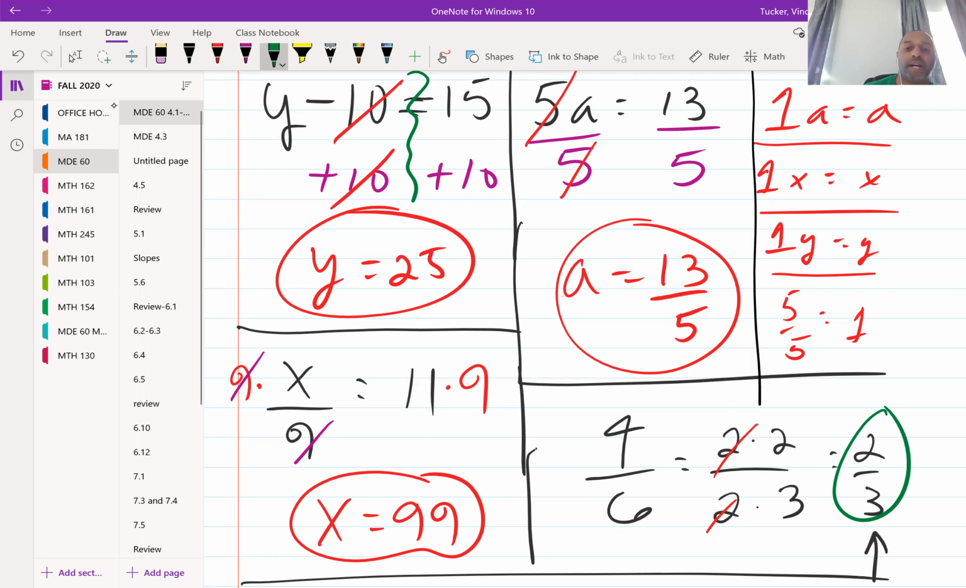Converting to a decimal is not considered reducing a fraction. Neither is converting it to a mixed number. Those two things you do not have to do unless they specifically say so, but that's not normal. We're just talking about solving your equations. Leaving it as 13 over 5 is good enough.